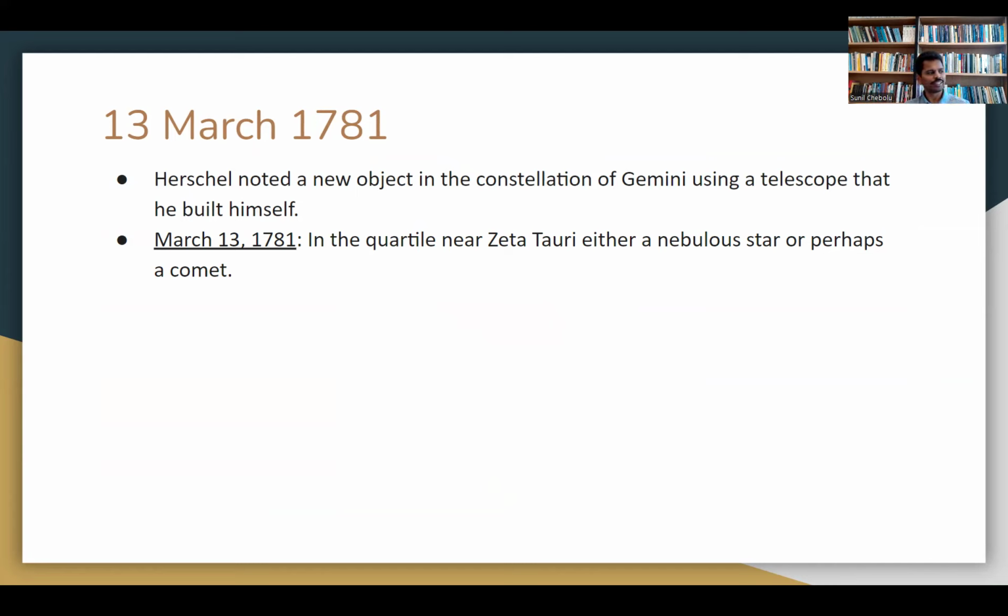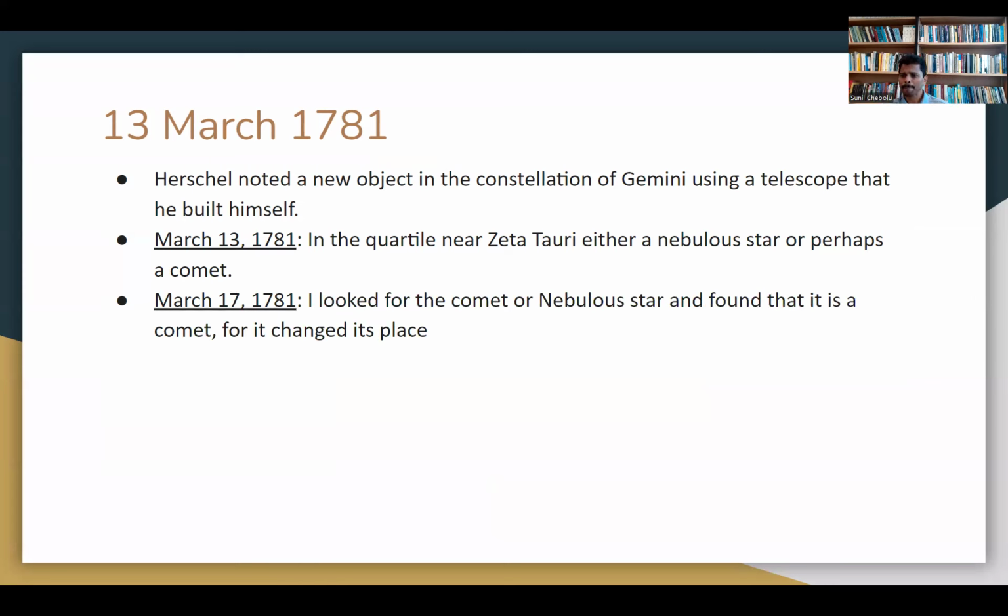So what I'm about to show you is an interesting way of arriving at the conclusion by elimination and deductive reasoning. So he eliminated that it was a comet because it changed its place. In just a matter of a few days, from 13th to 17th, in a matter of 4 days, the object changes place, right? And stars, nebulous stars, don't change positions so rapidly, right? So he ruled out the possibility that this could be a comet.